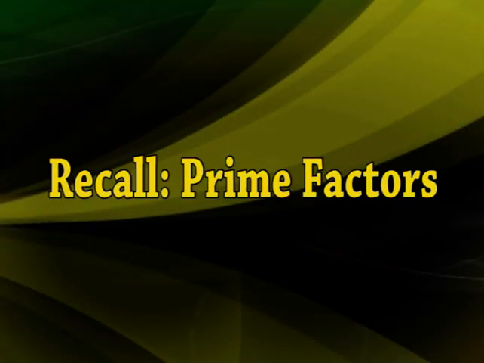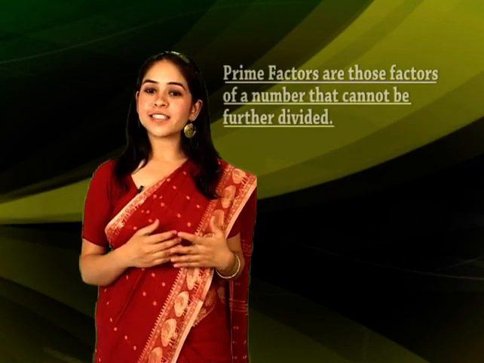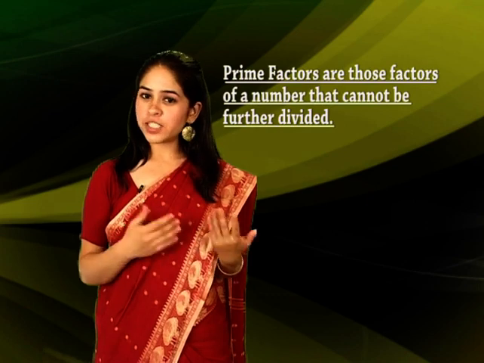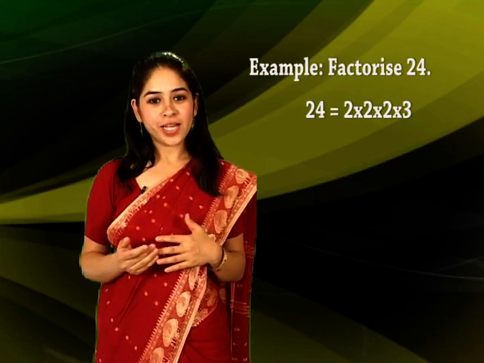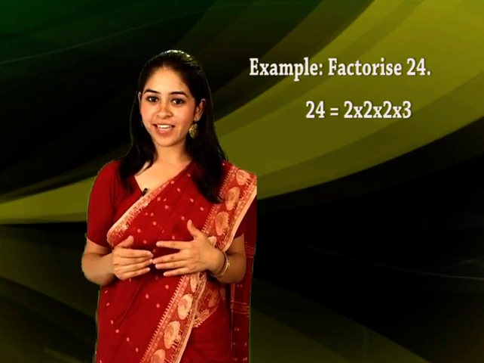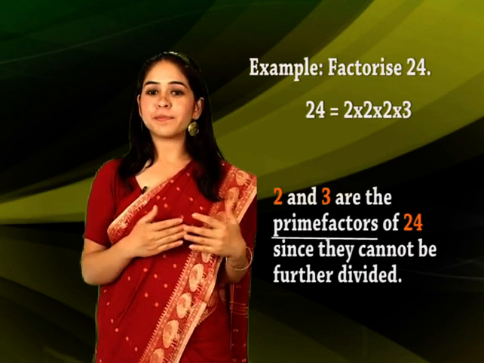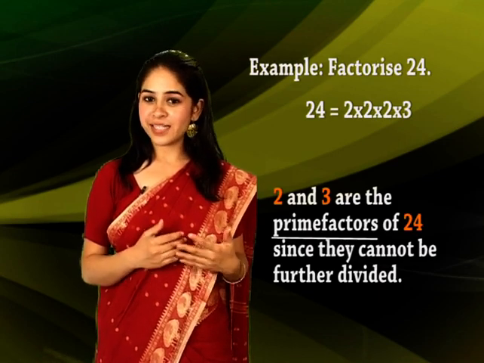You next learnt what a prime factor is. Prime factors are those factors of a number which cannot be further divided. Example, we factorize 24. 24 is equal to 2 multiplied by 2, then multiplied by 2 and finally multiplied by 3. Here 2 and 3 are the prime factors of 24 since they cannot be further divided.